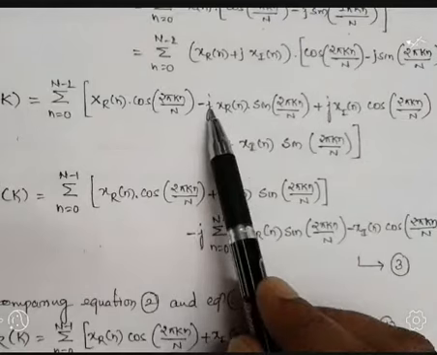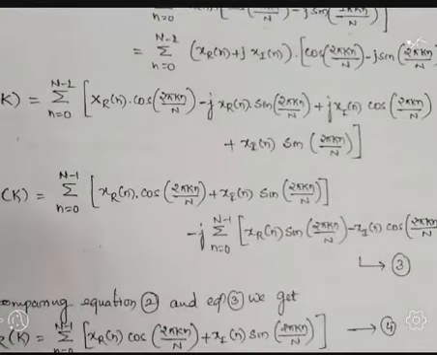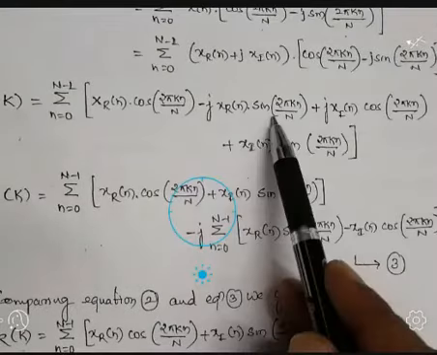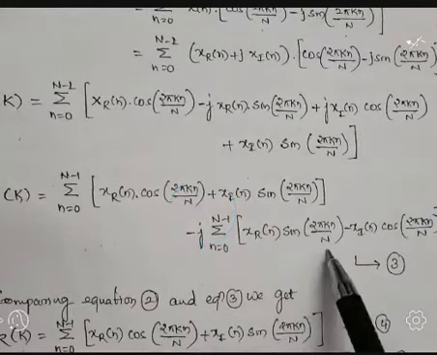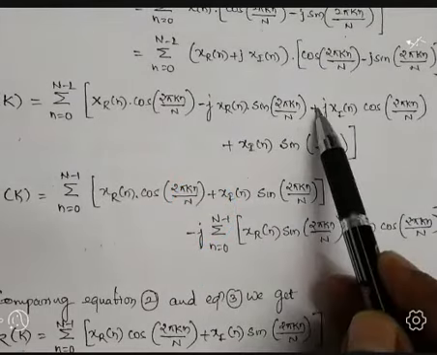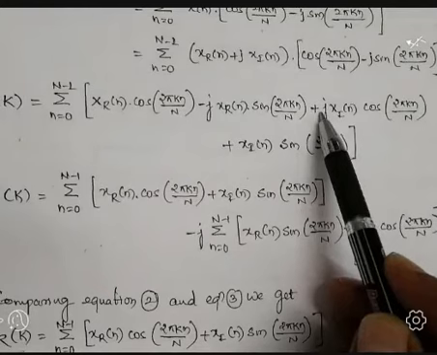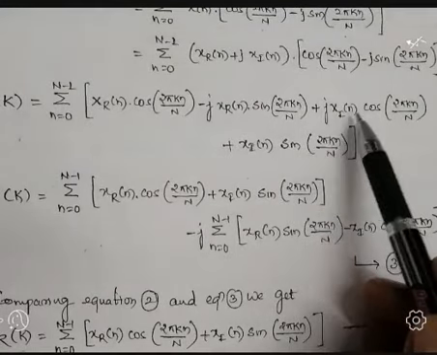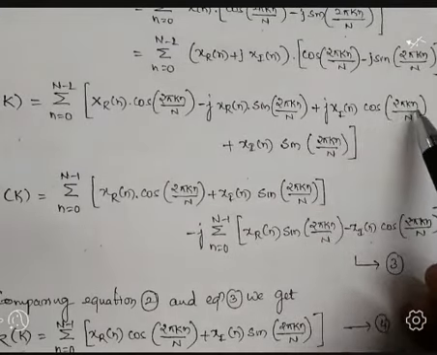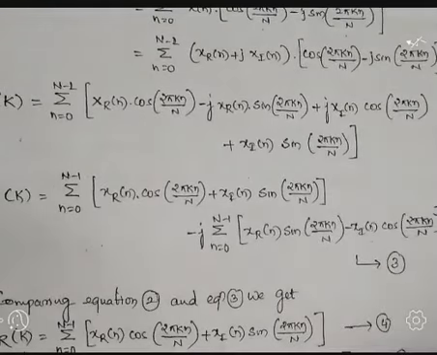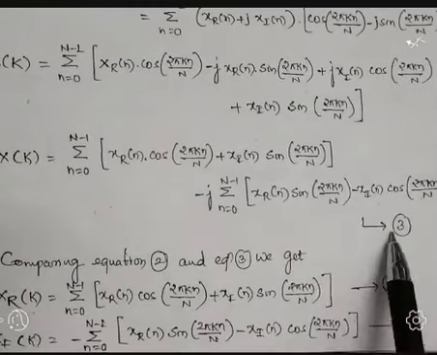If I take minus j common, what is left? Xr of n sine of 2 pi kn by N. From this, if I take minus j common, what is left? Minus 1 minus xi of n cos of 2 pi kn by N. Okay, so I will represent this as equation number 3.